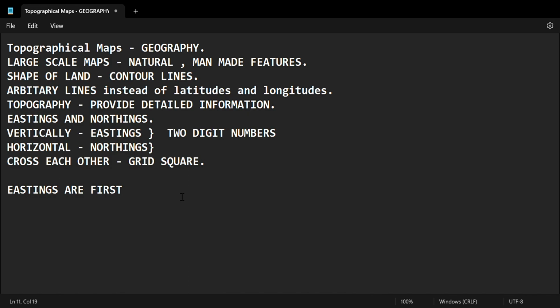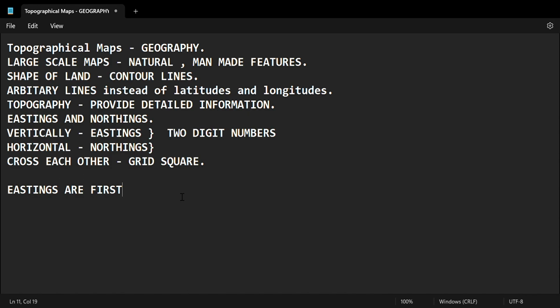First, eastings, for example 63 and 64. The smaller one, which is 63, will come first. The northings, imagine 98 and 97. 97 is the smaller one. The smaller one is written, so 6397. Like that. Okay, now, example I will show you later.